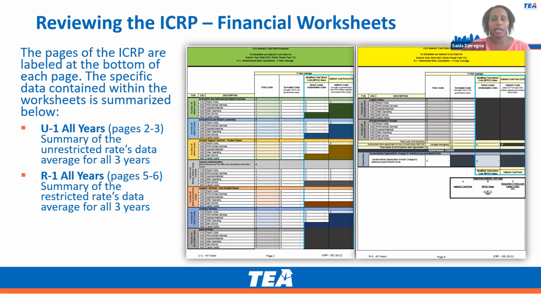When reviewing the ICRP, you'll notice that the pages are labeled on the bottom of each page. The U1O pages will be found on pages 2 to 3, and that is a summary of the unrestricted rates data average for all 3 years. Next, you will find the R1O pages, which are on pages 5 to 6, and this is a summary of the restricted rates data average for all 3 years.